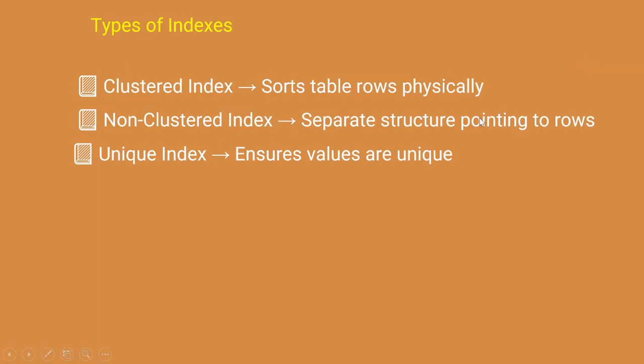There are different types of indexes. A clustered index sorts tables' rows physically. A non-clustered index is a separate structure pointing to rows. A unique index ensures values are unique.